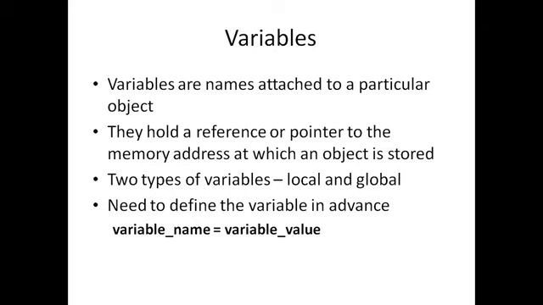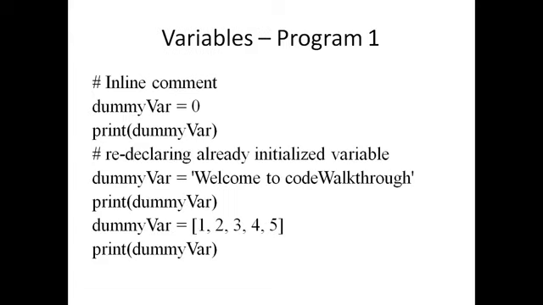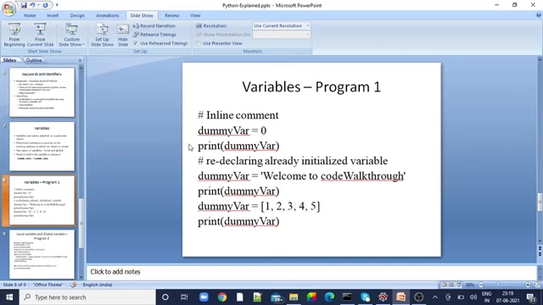There are two types of variables in Python: local and global variables. In Python we define a variable in advance as variable name equal to variable value. Now let's see the difference between local and global variables. A local variable is a variable which we define within a function, and its visibility is within that function.